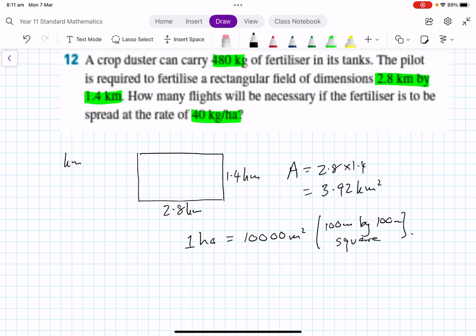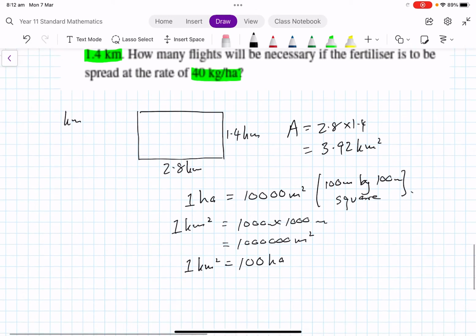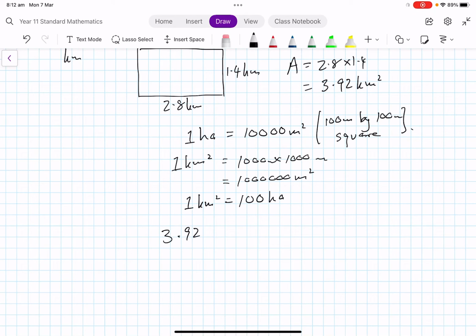So we have 1 hectare is 10,000 square meters, and 1 square kilometer is 1,000 times 1,000 meters, which is equal to 1 million. So how many times does 10,000 fit inside 1 million? Well, the answer is 100. So 1 square kilometer is equal to 100 hectares. Okay, so basically we need to work out how many hectares is 3.92. So 3.92 square kilometers is equal to 3.92 times 100 hectares, which is equal to 392 hectares.